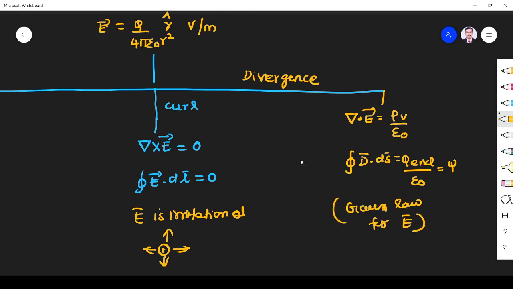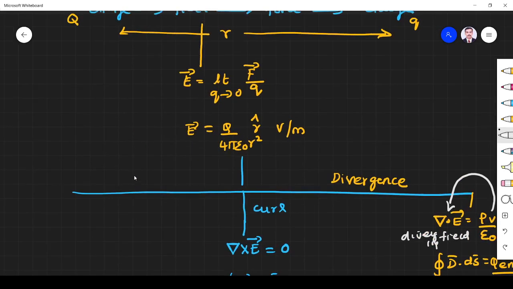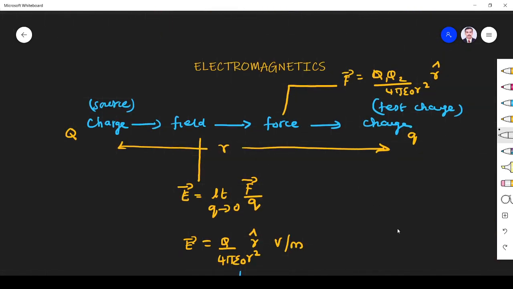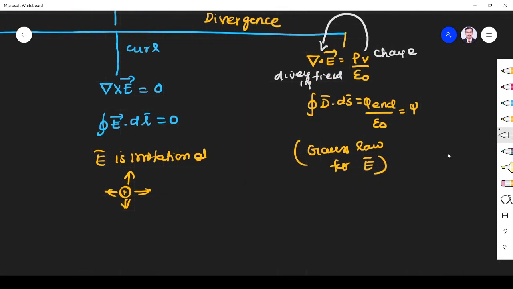This is very important. Curl of electric field is 0, and divergence: del dot D is equal to rho. In any mathematical equation, the right hand side is the cause and the left hand side is the effect. So charge creates field. Rho V is volume charge density. Charge creates field, which is diverging, so electric field is a diverging field. You see here, the source of the field is charge. That's what Gauss also told.